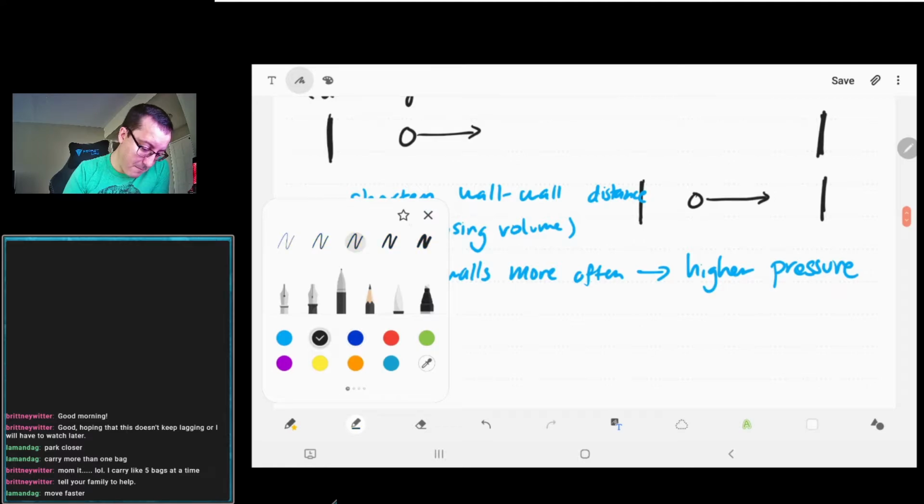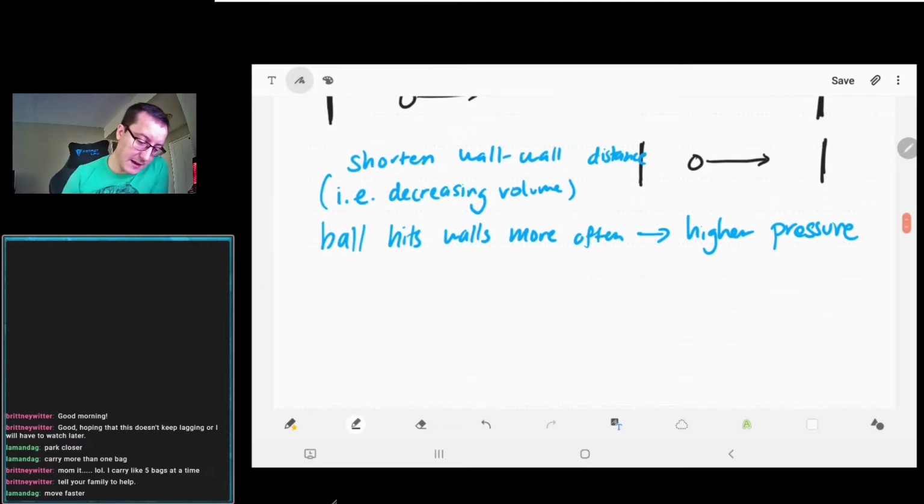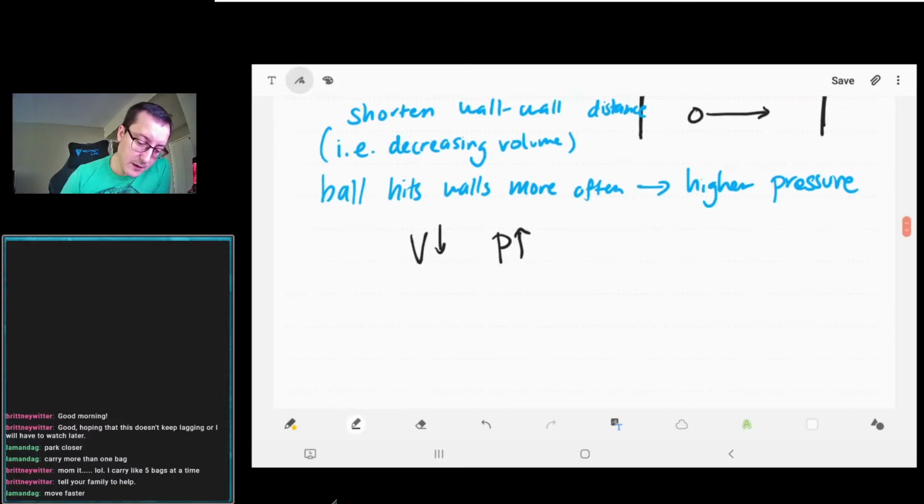So mathematically, this is telling us that as volume goes down, pressure goes up. And vice versa. If pressure goes down, volume goes up. The opposite thing. So this tells us mathematically, if we wanted to put this in equation form.